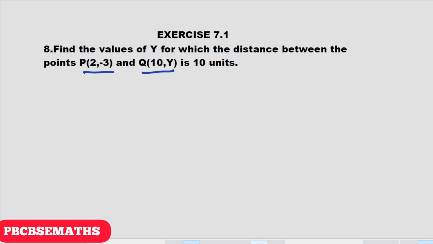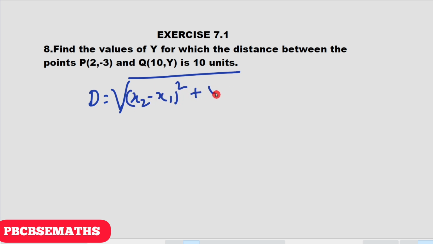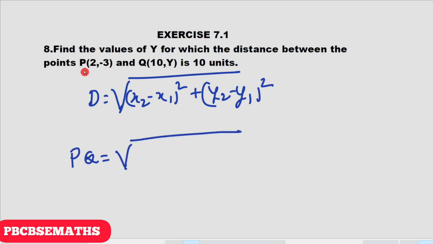Let's do that using distance formula. So we can write distance formula d as square root of (x2 minus x1) whole square plus (y2 minus y1) whole square. So distance between these 2 points, that is PQ. Let's consider the coordinates of P as x1, y1 and the coordinates of Q as x2, y2.